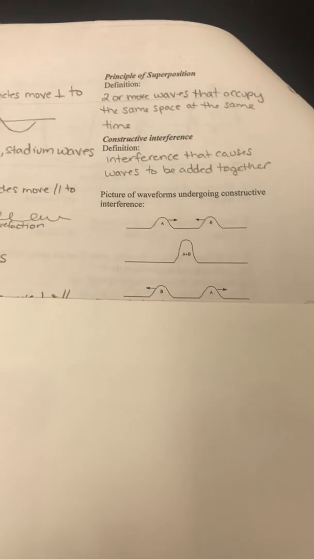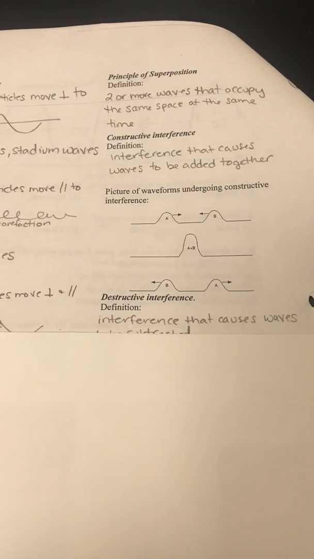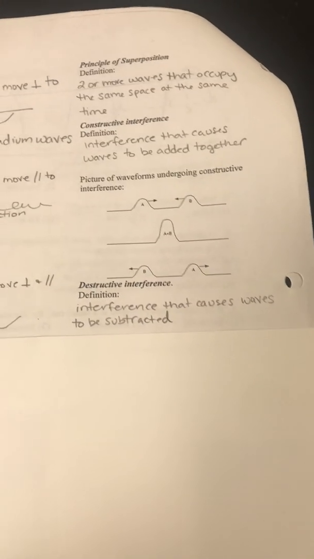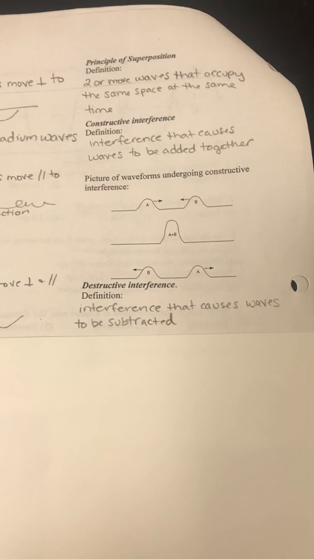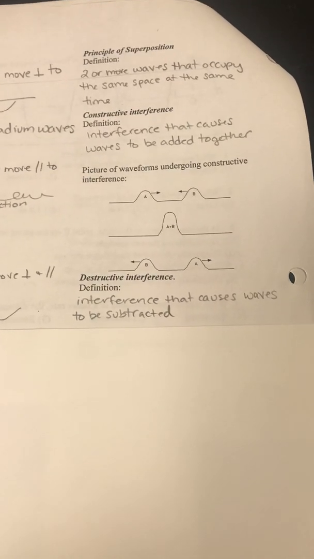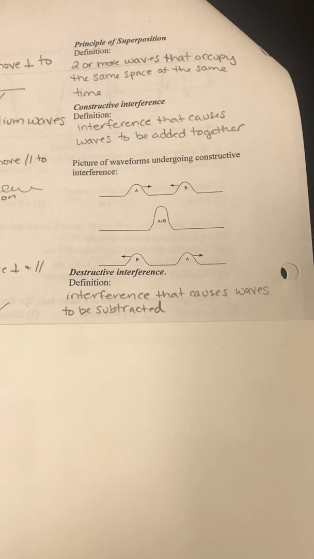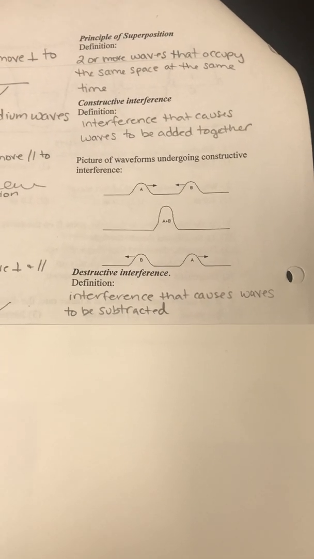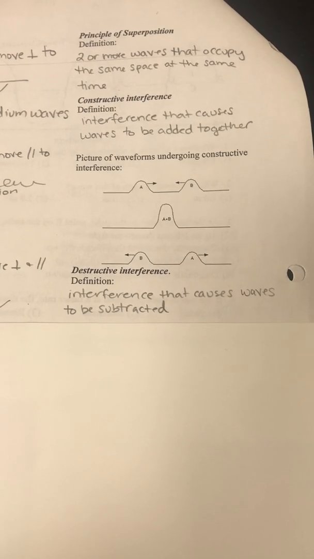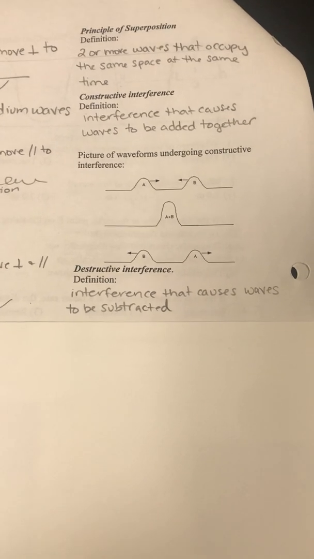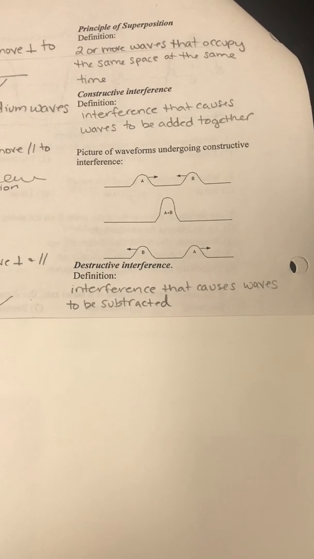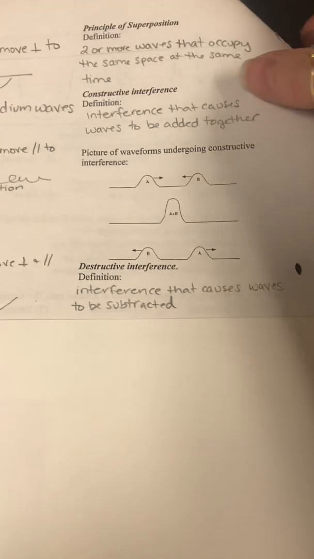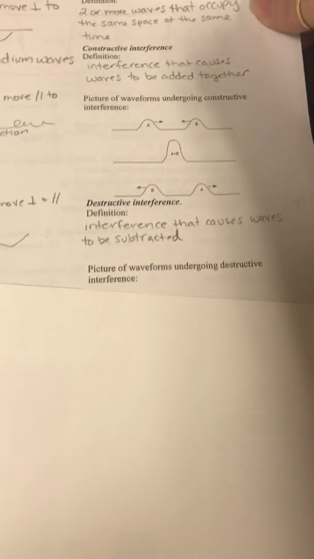The second type of interference that we have here is something called destructive interference, and this is interference that causes waves to be subtracted. And it turns out that this just isn't as common in real life. If you had two people talking and all of a sudden they canceled each other out and you couldn't hear anything, that's what that would be like. But again, we don't really see that happen in real life. Is it possible? Yes. Does it happen a lot? No.